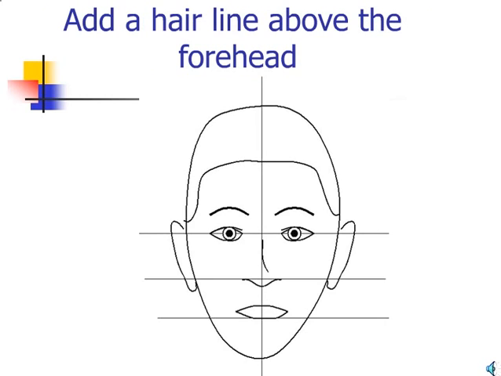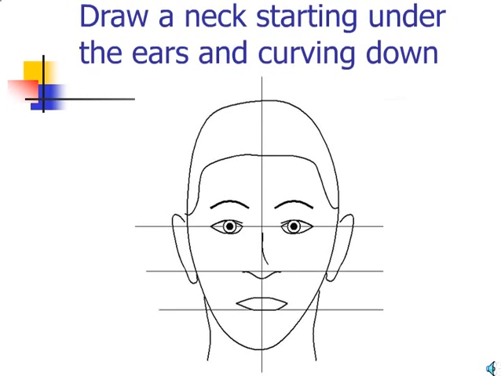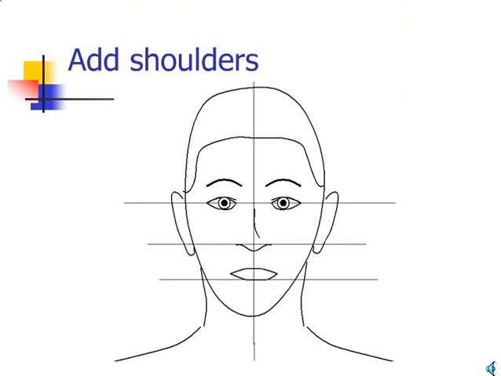Adding a hairline will help you as you draw the hair. Make sure you leave enough room for a forehead. The top of the neck actually starts directly under the ears. Curve inward slightly, but not so much as to make the neck too narrow. If you have room, add shoulders. Make sure you make them wide enough. Your shoulders should be able to fit an extra head on each one.